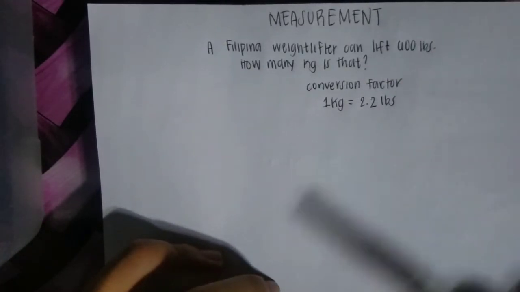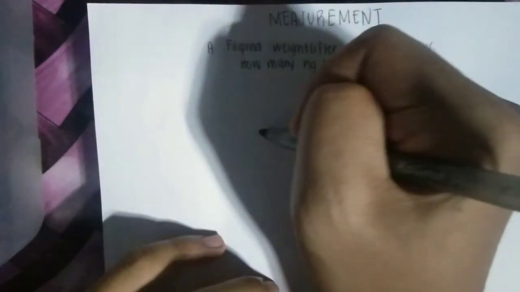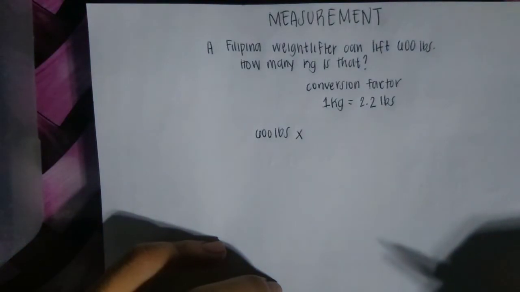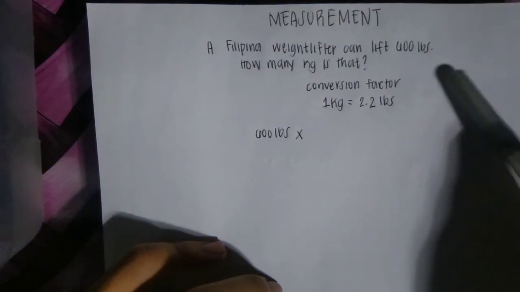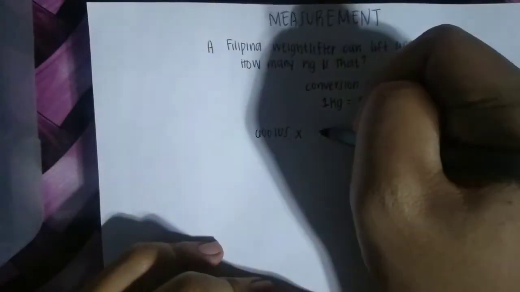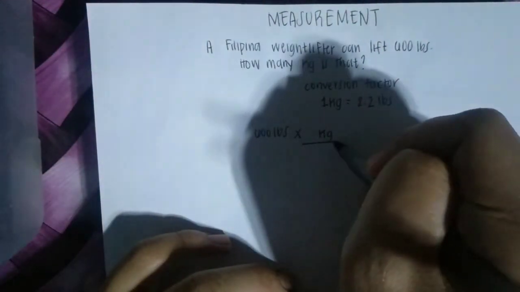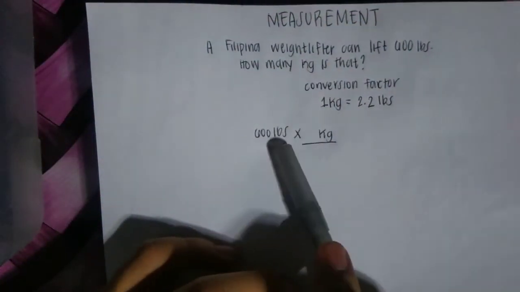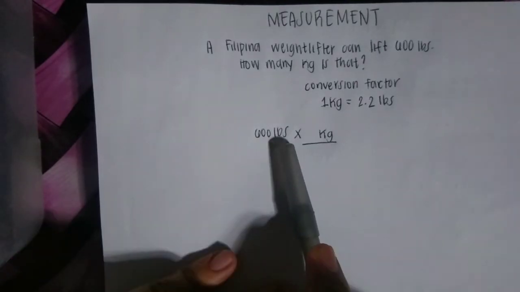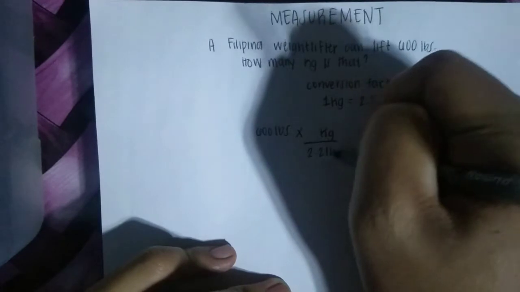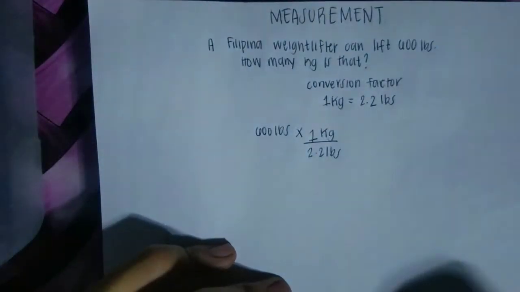First, we will write the given, which is the 600 pounds. And we will multiply it by the unit we want to convert to. So, we have the kg. We convert it to kg, so we put the kg on top. Then, at the bottom goes the same unit as the one we are converting, which is the conversion factor, 2.2 pounds. So, we put 2.2 pounds here. Then, 1 kilogram.